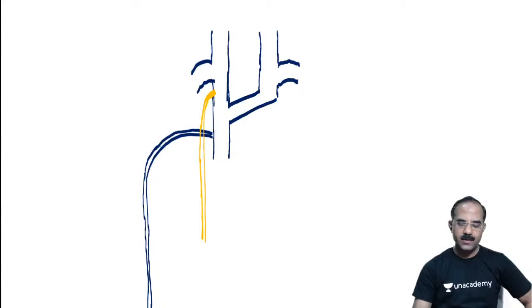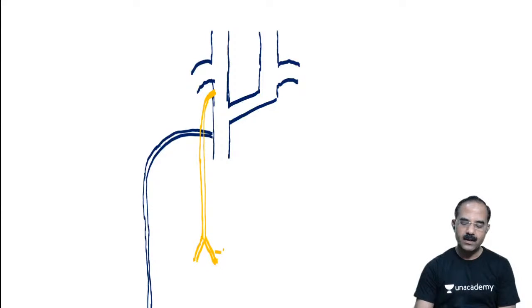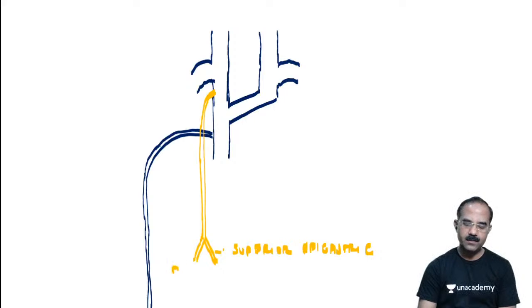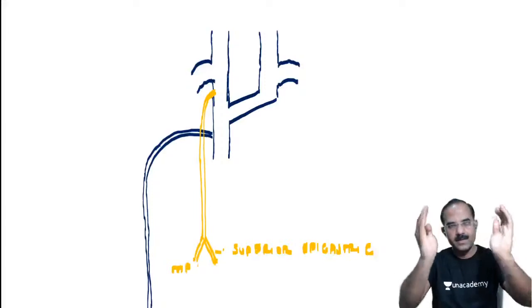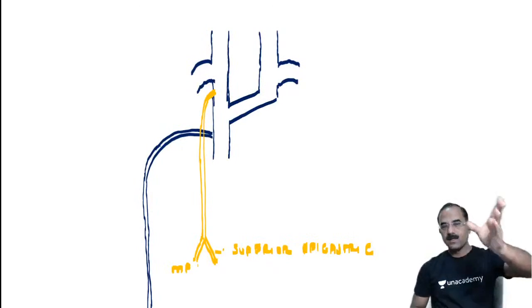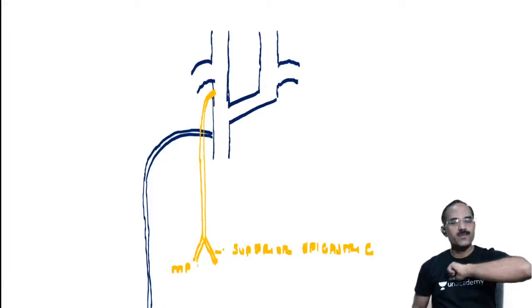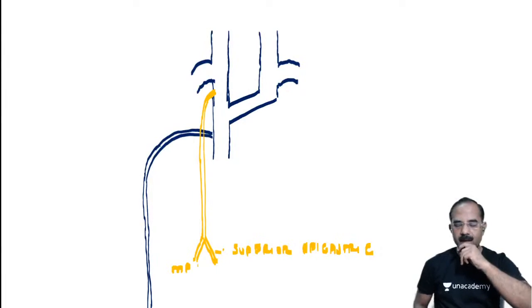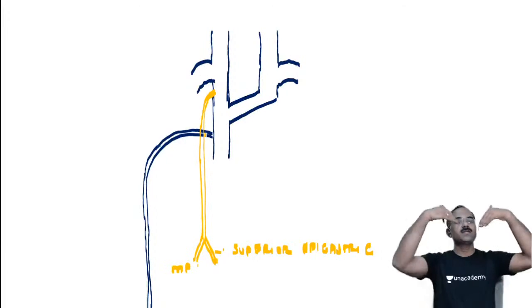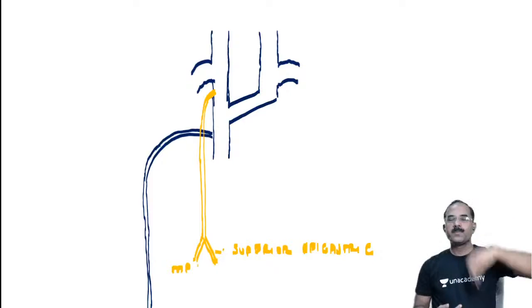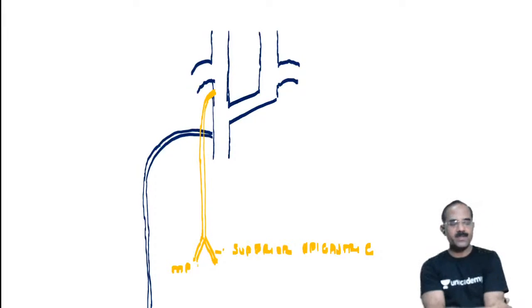So this is the internal thoracic vein, and this internal thoracic vein is formed by joining of two veins. One is the superior epigastric, and the second one is the musculophrenic vein. You know, the internal thoracic artery divides into two branches, a superior epigastric and a musculophrenic artery. Similarly, the internal thoracic vein is formed by joining of these two veins, and it drains into the brachiocephalic vein.